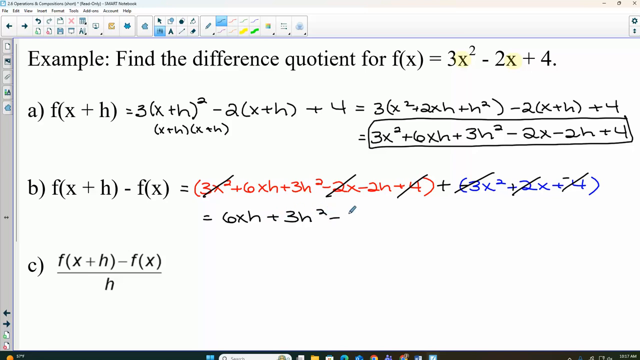So I'm left with 6xh plus 3h squared minus 2h. On that second part, things should always cancel out. If they don't, you have made a mistake somewhere.